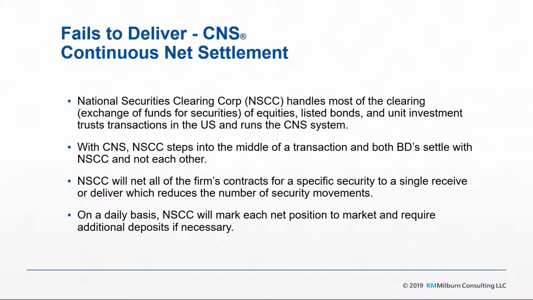There is a different type of fail to deliver, and that's CNS, which stands for Continuous Net Settlement. This is a program that's run by NSCC, and NSCC handles most of the clearing of equities and listed bonds and unit investment trusts in the United States. Now with CNS, NSCC will step into the middle of a transaction, and both broker-dealers settle with NSCC and not each other. So for NSCC, they'll net down all of the firm's contracts for a particular security to a single receive or deliver, and that's going to reduce the number of security movements. And on a daily basis, NSCC will mark each net position to market and require additional deposits if necessary.